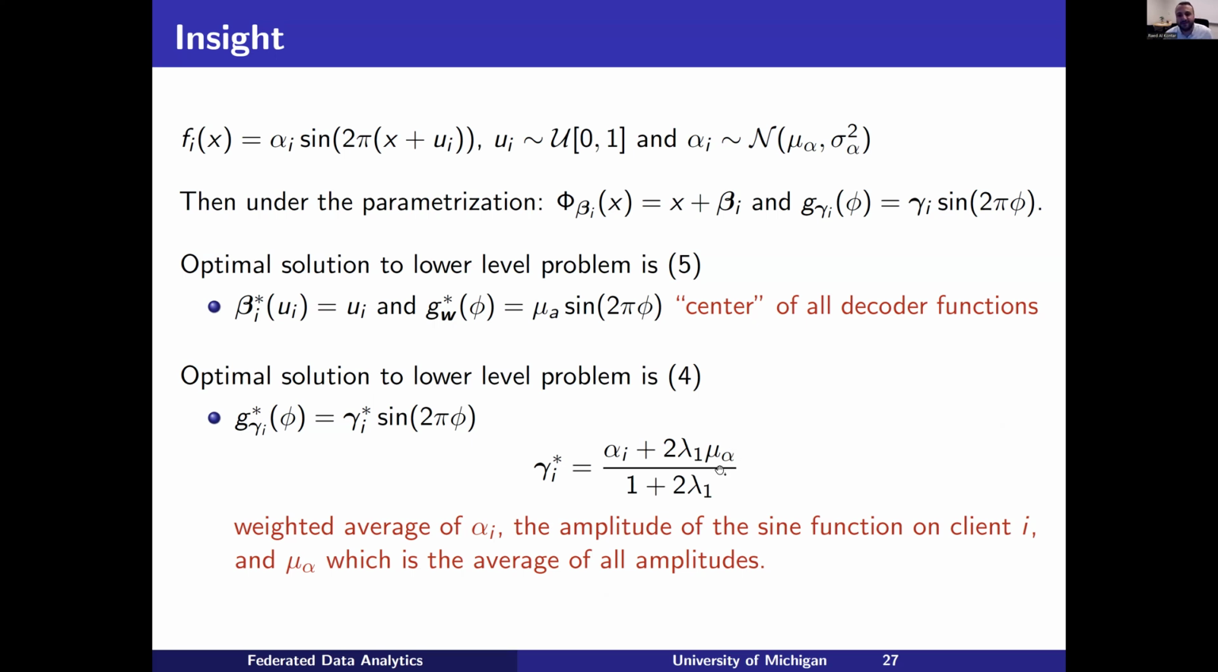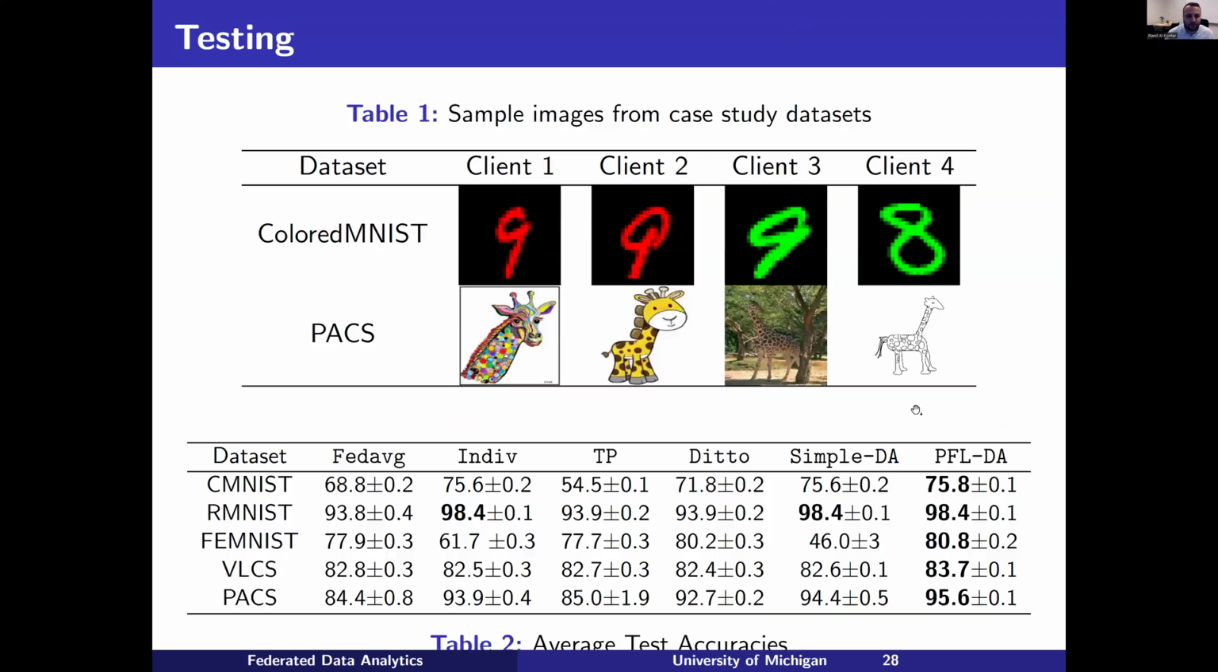This is reminiscent of Bayesian theory, where the dummy variable behaves as a prior, and this is the posterior. You can see the posterior is a combination between the truth and the mu alpha, and lambda 1 is the regularization. If there is no regularization in our model, we do not encourage the W to be close to gamma I, then this will be simply alpha I. So this is reminiscent of Bayesian theory, and it's a proof of concept of how our method works.